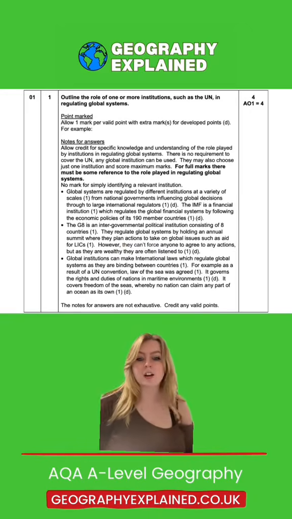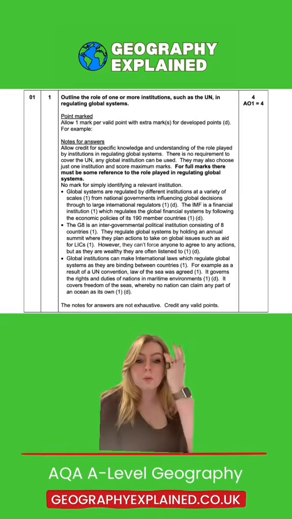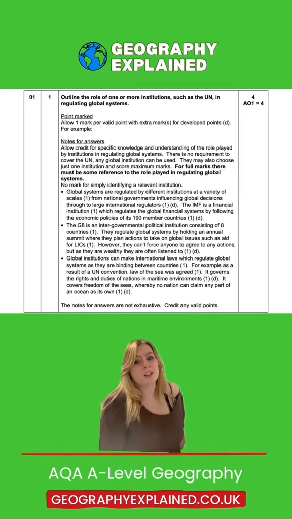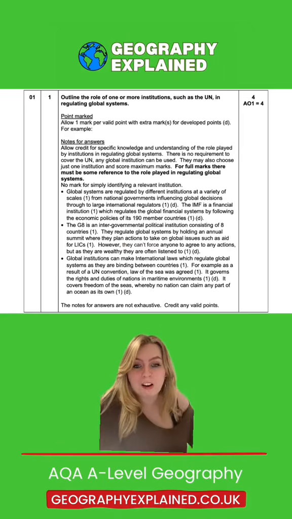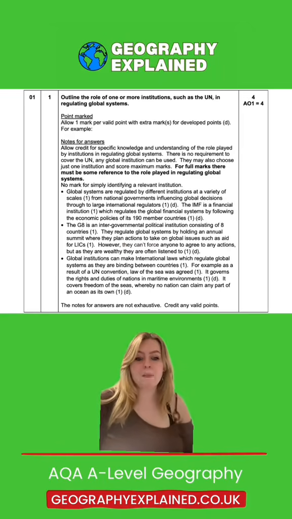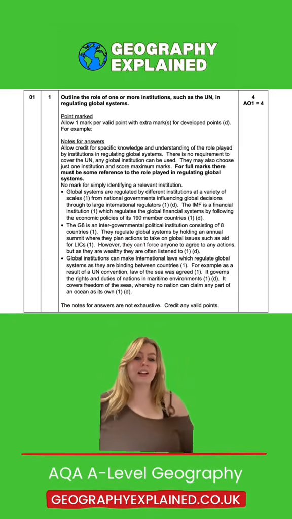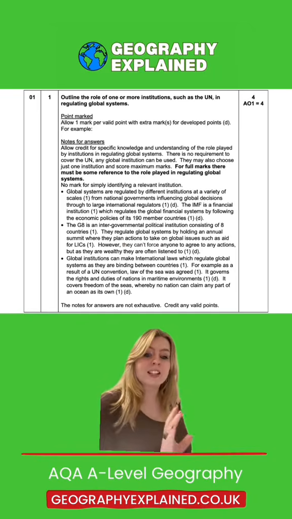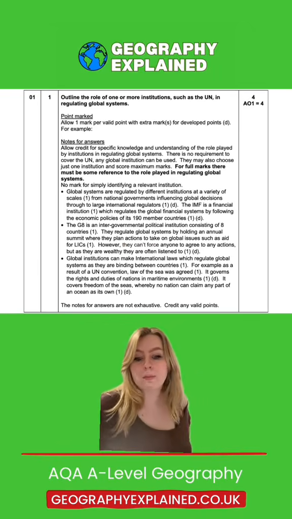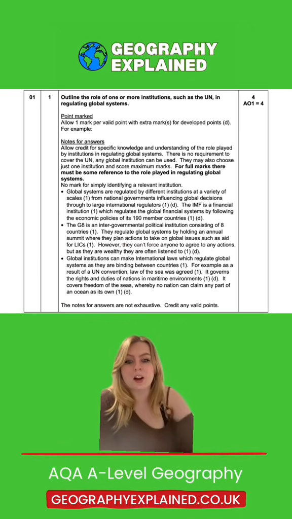So one way to answer this question would be focusing on global financial governance. So for example, you could write about the IMF or the International Monetary Fund. You could write that the IMF is an international financial institution and then develop it by explaining that it helps regulate the global financial system by monitoring and advising the economic policies of its member countries. That development earns you the mark.